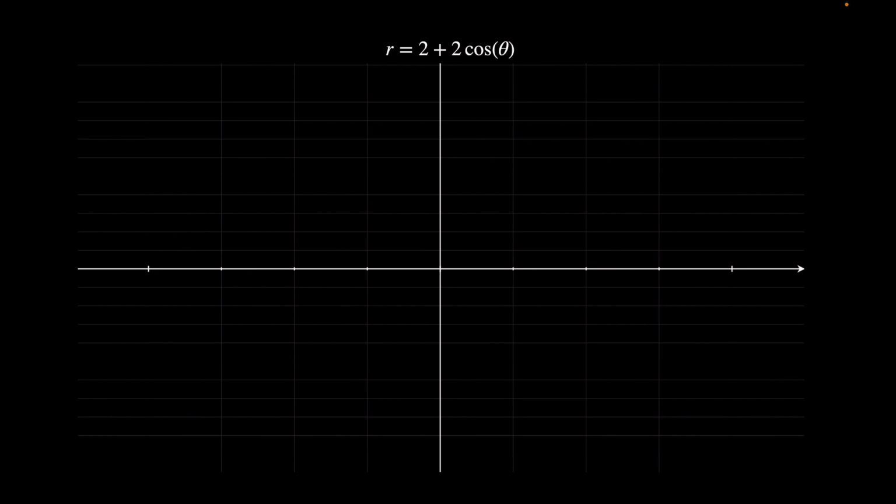I thought I'd do something fun for Valentine's Day, and today we have a cardioid. I'm plotting this cardioid, 2 plus 2 cosine theta from 0 to pi. So the classical thing to do would be to find the area of such a region.